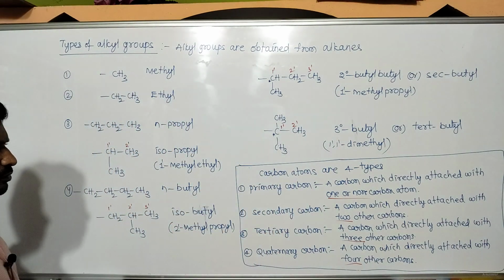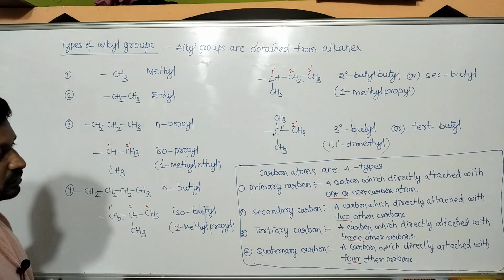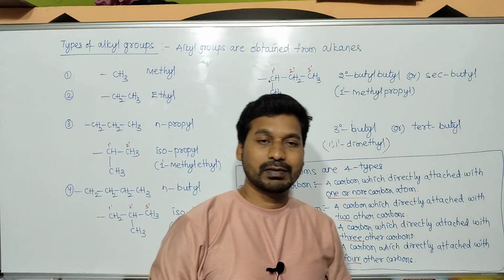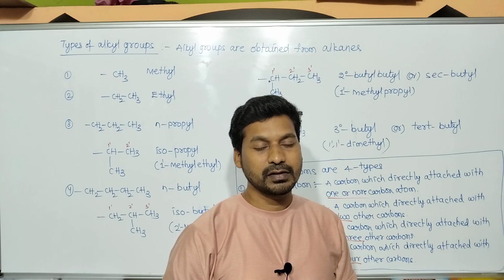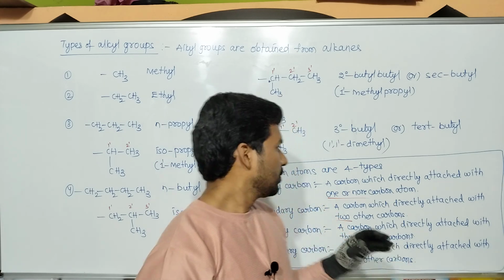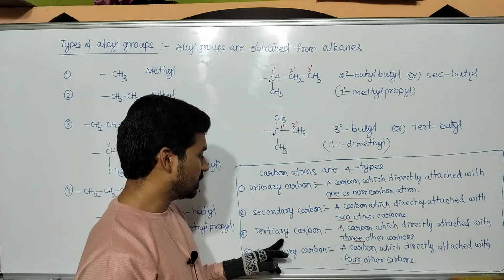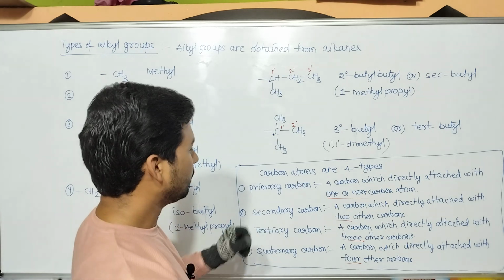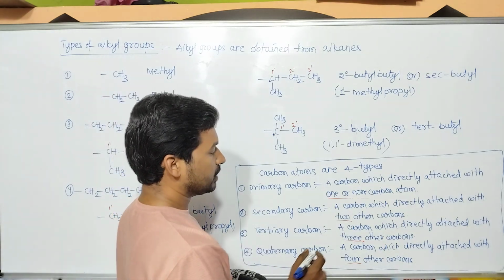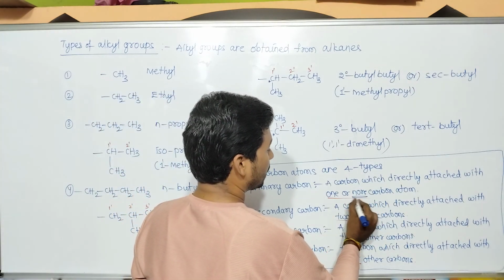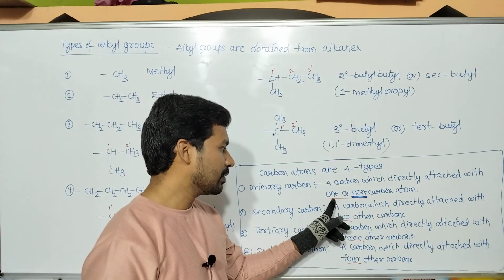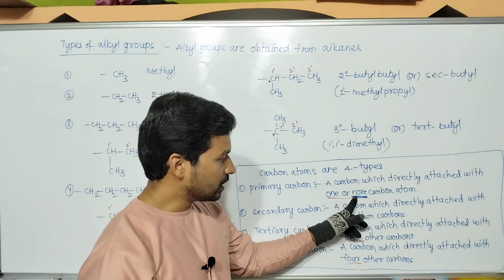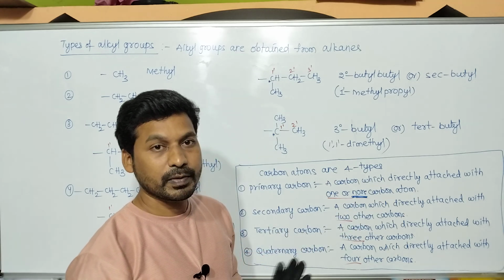Okay. Now based on the number of other carbon atoms directly attaching with it, carbons are four types: primary, secondary, tertiary, quaternary. So in primary, if a carbon is attached with no other carbon, that is called especially super primary. If a carbon is attached with only one carbon, that is primary. If a carbon is attached with no other carbon, that is called super primary.